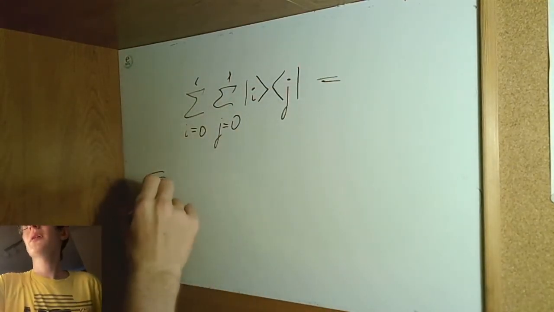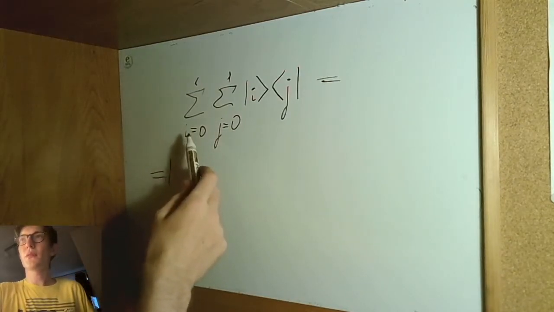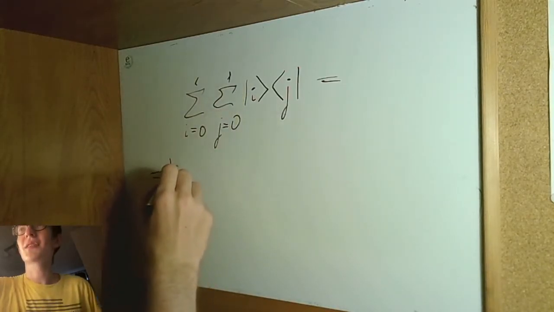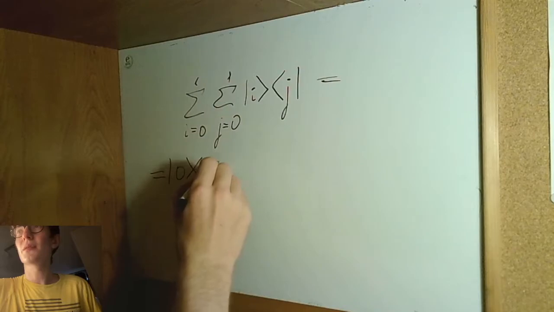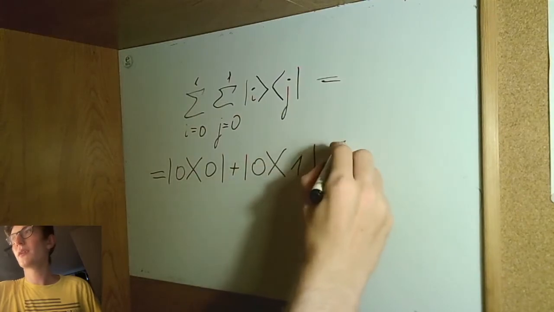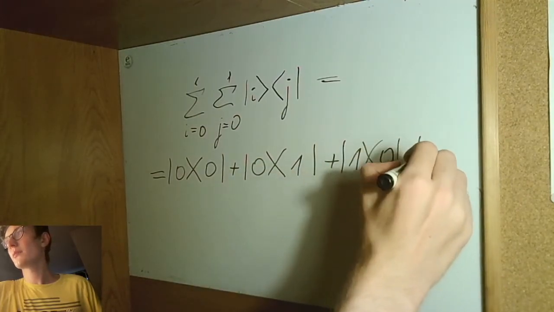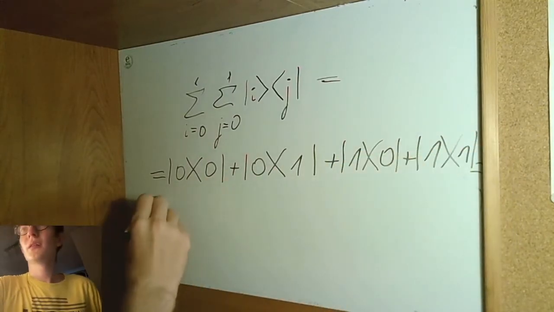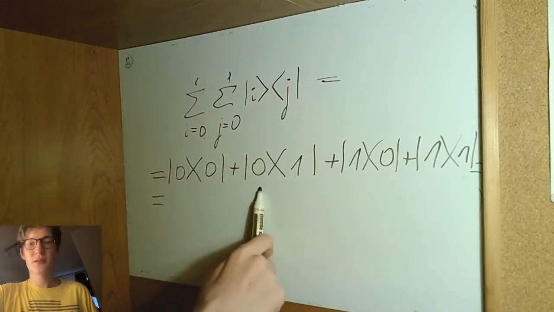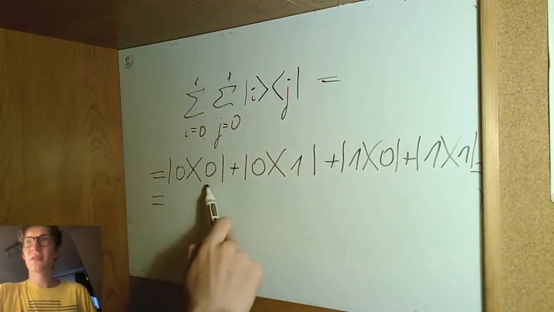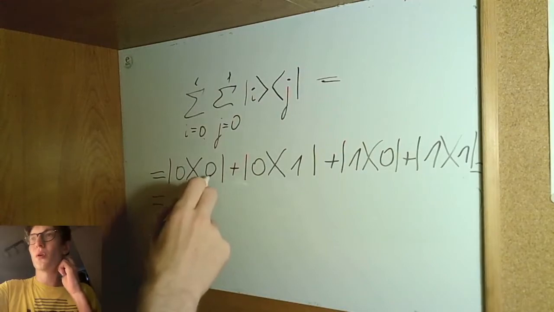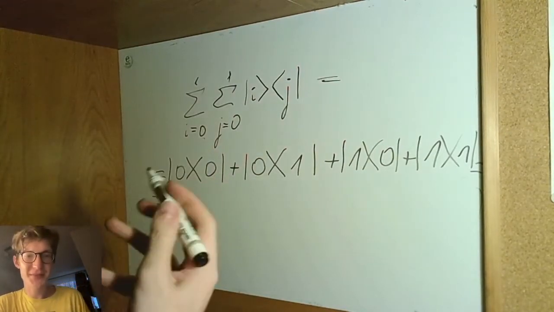And, well, this is just, we start with 0 and go to 1, right? And here the same. So it's just 0, 0, plus 0, 1, and then plus 1, 0, and plus 1, 1, right? Because we start with 0, then go to 1, and with j the same, 0, 1, 0, 1, okay? And now we want to check what kind of matrix this actually is.